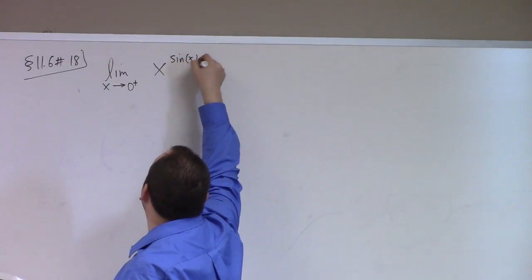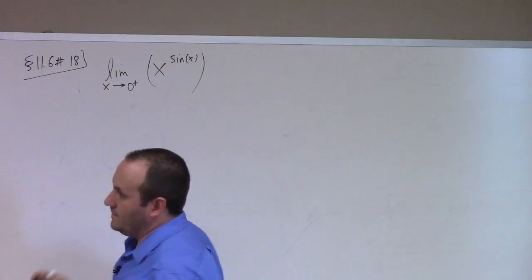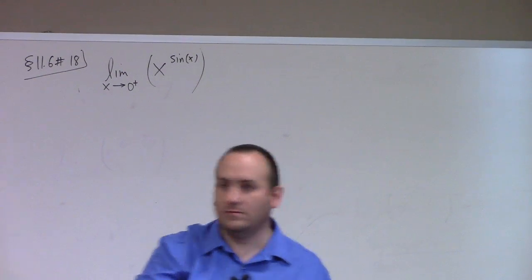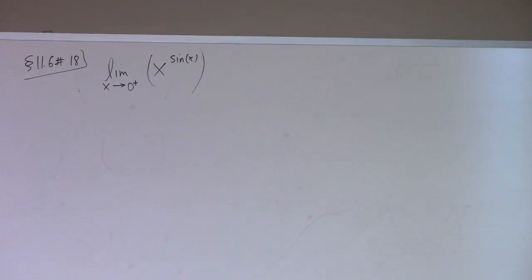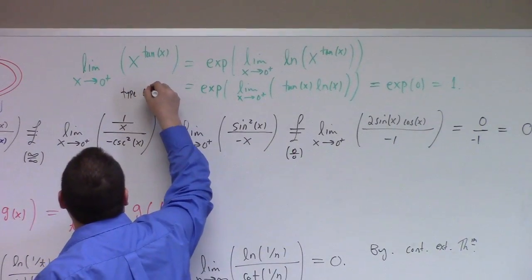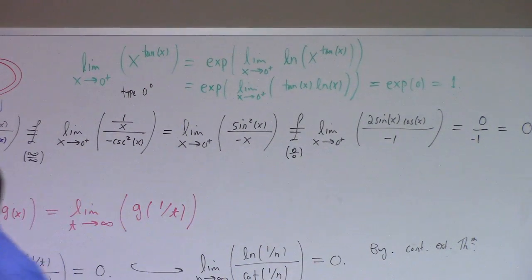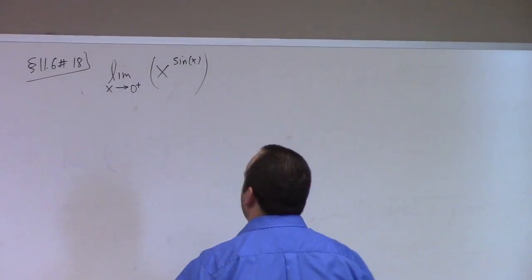Here's one. By the way, we had, let's see, this was actually type what? 0 to the 0, wasn't it? So we've seen infinity to the 0, we've seen 0 to the 0. Oh, this is another 0 to the 0. How boring. Fine.